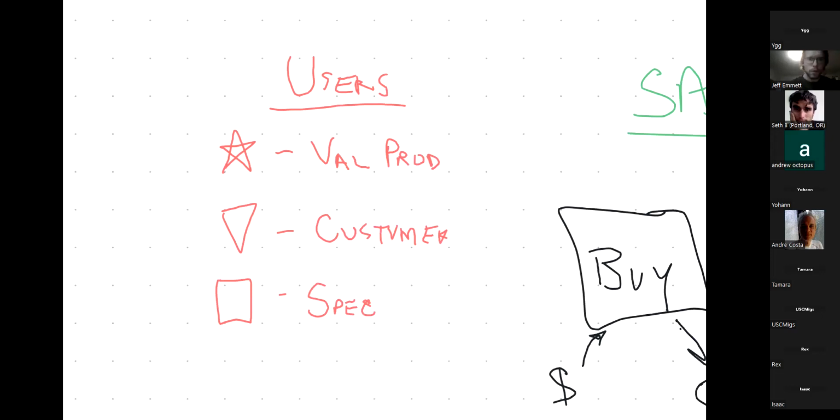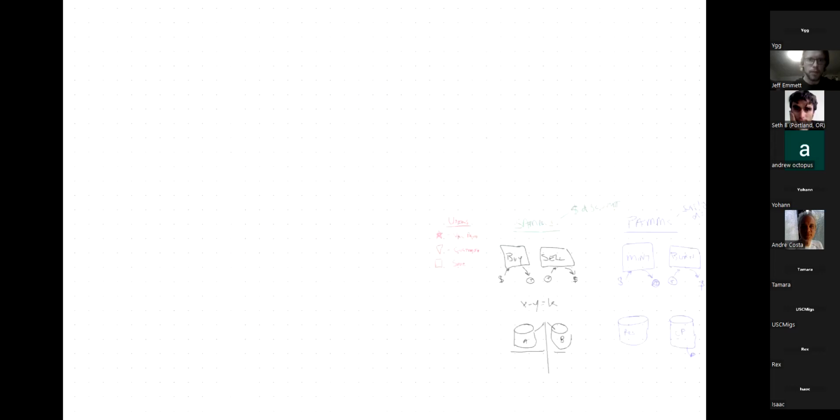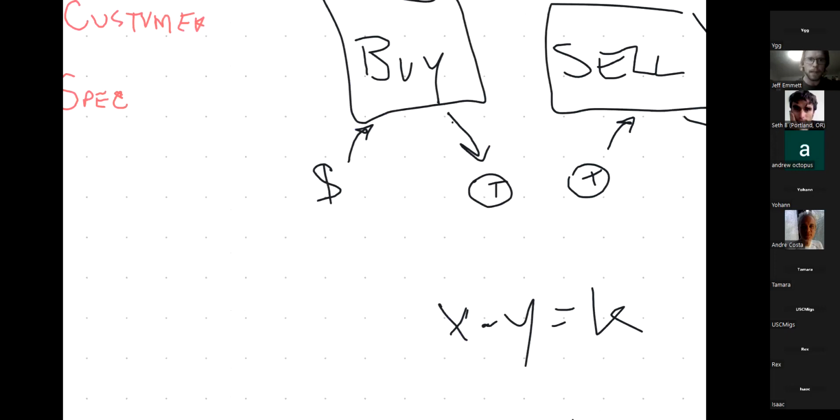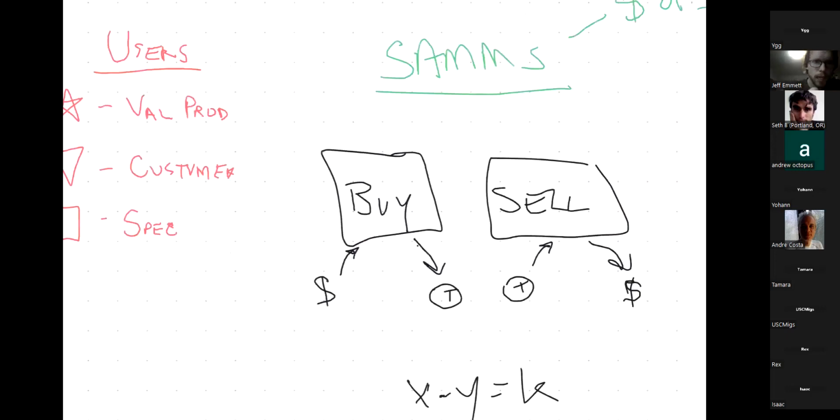Whoops, didn't mean to do that. Is there a back button? Yes, there is. Cool. So what we can now do is give each of these sort of permissions. On the SAM, I think it is okay for almost anybody. The value producer can buy and sell, the customer can buy and sell, and the speculator can buy and sell. So both of these have more or less all users being able to access.